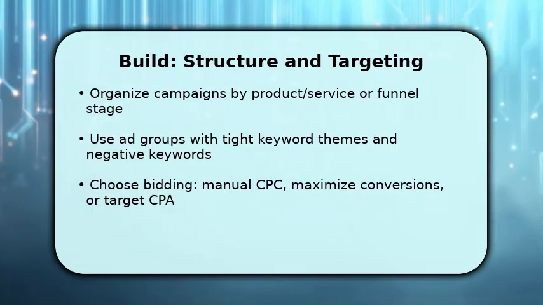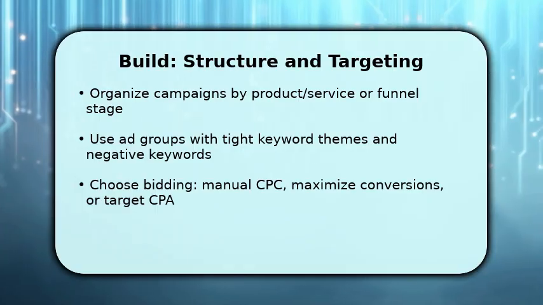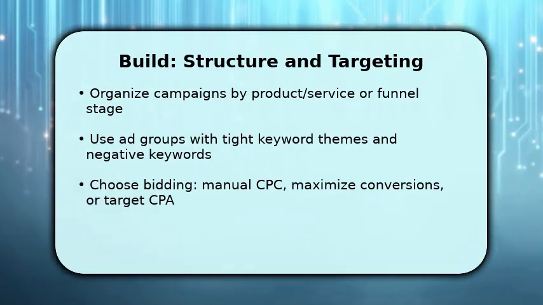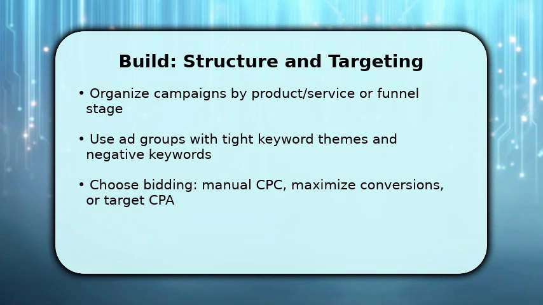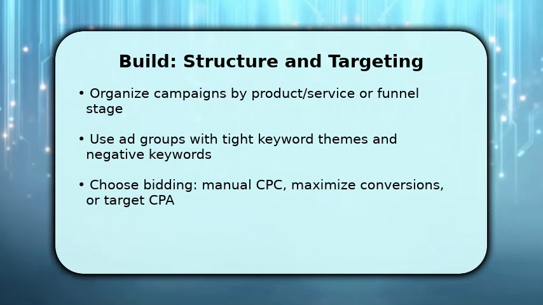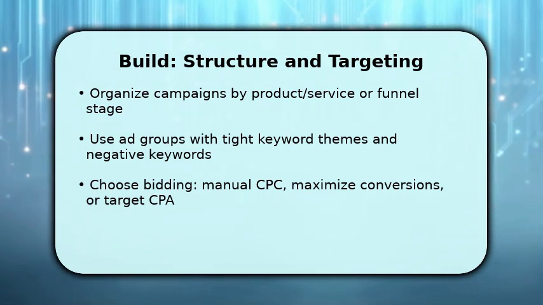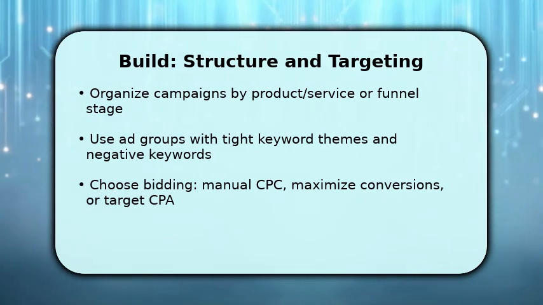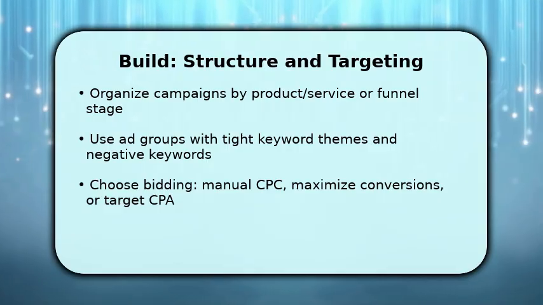Make a deliberate bidding choice: manual CPC for control, maximize conversions for automation, or target CPA for cost predictability. Also set audience and device adjustments, because small bid modifiers can lift efficiency without changing creative.